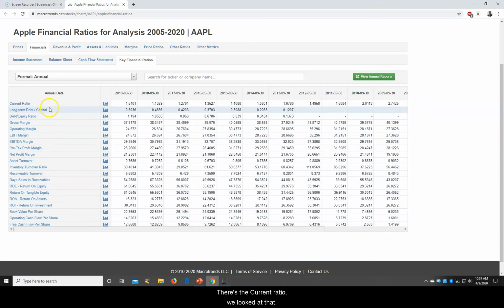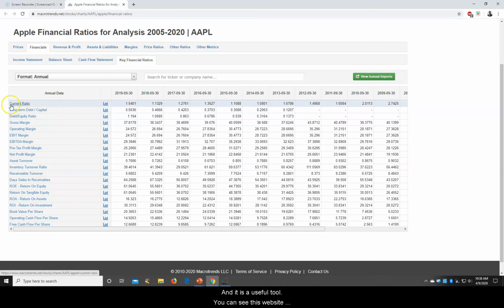There's the current ratio. We looked at that. There's the debt ratio. We looked at that. There's the net profit margin ratio. We looked at that. There's the gross margin. So their gross profit margin is 37%. Their net profit margin, look at that, 21%. That is massive. These are all different ratios. We looked at inventory turnover. There's a lot more than that. And it is a useful tool.